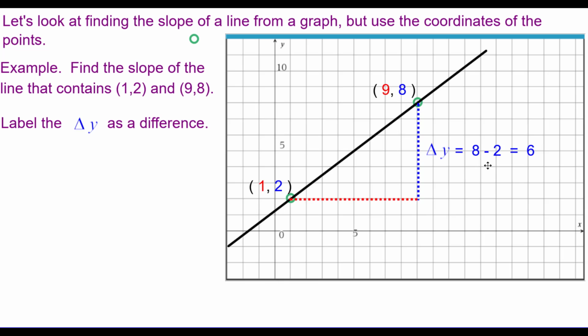But I want you to write it as a difference of 2 numbers. Similarly, I'd like you to label the change in x, this length of this leg, as a difference of 2 numbers as well. And that would be 9 minus 1, going in the same order as we did 8 minus 2.